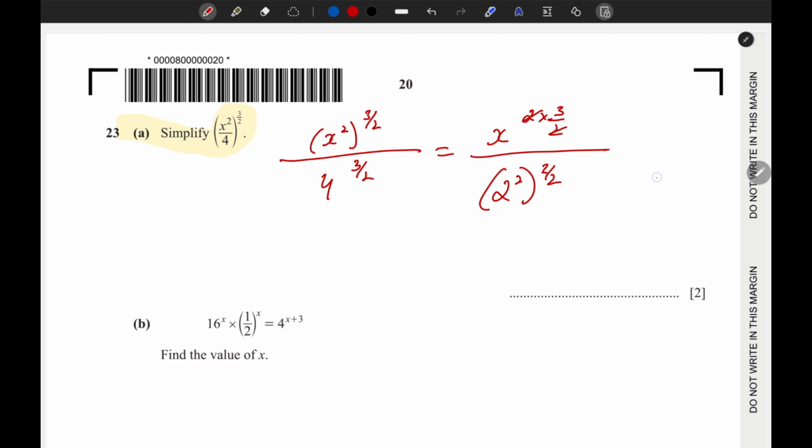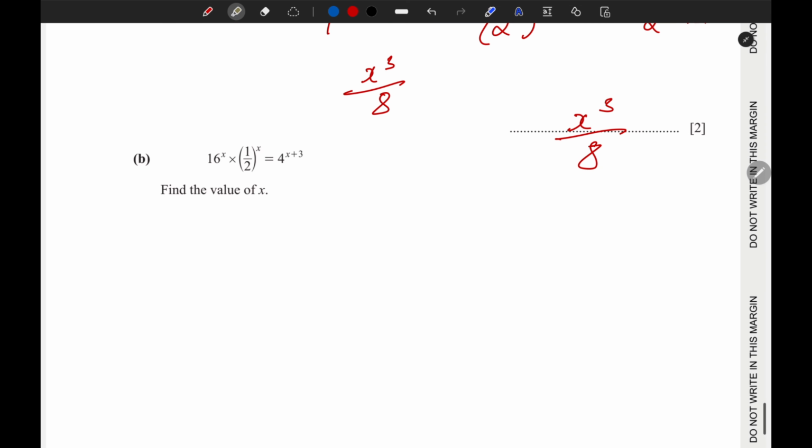So I'm solving it over here: 2 to the power 2 into 3 by 2, the 2s get cancelled. So this becomes 2 cube. So basically this is x cube and this is 2 cube. So x cube by 2 cube, you can write x cube by 8. So x cube by 8 is the answer.